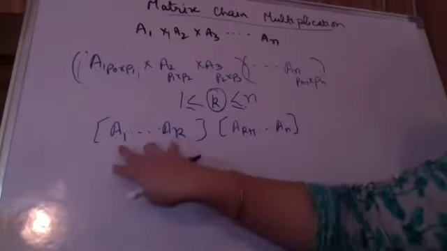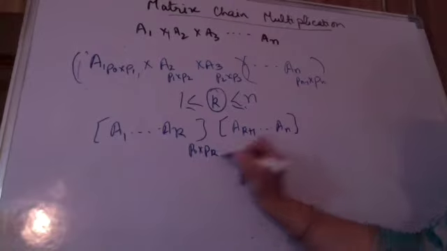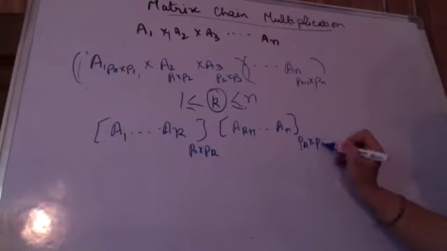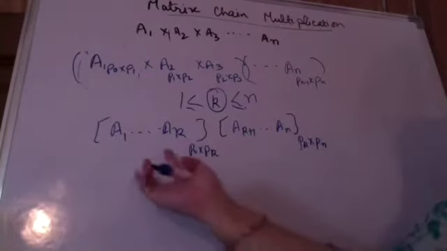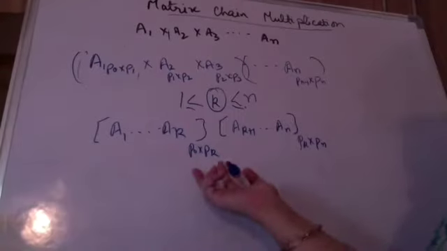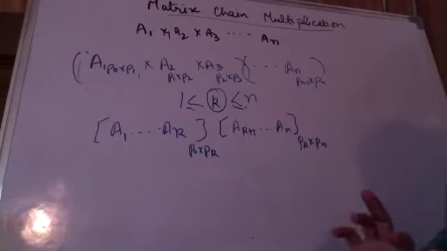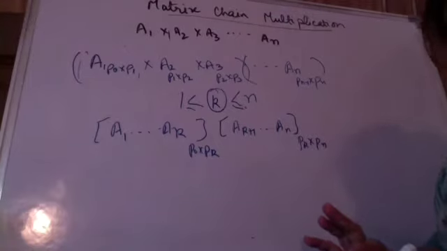Now the order of this matrix is P naught into PK, and the order of this matrix is PK into PN. जो मल्टीप्लिकेशन के बाद ये रिजल्टेंट आएगा उसका ऑर्डर यही होगा. इस मल्टीप्लिकेशन के बाद जो आएगा उसका ऑर्डर will be P naught cross PN. Till here is it clear? Yes, ma'am. हाँ बेटा.